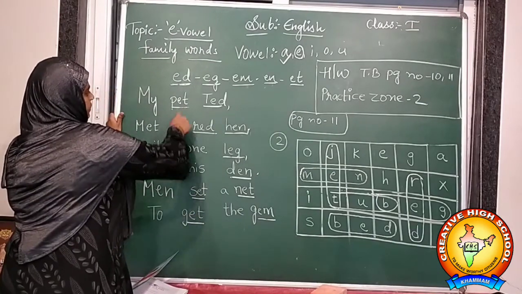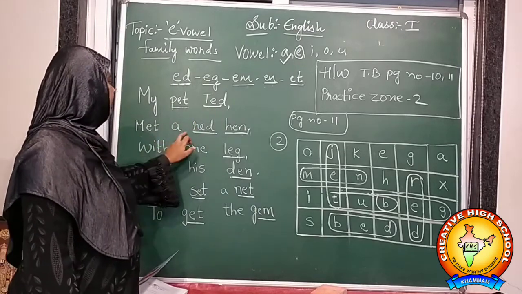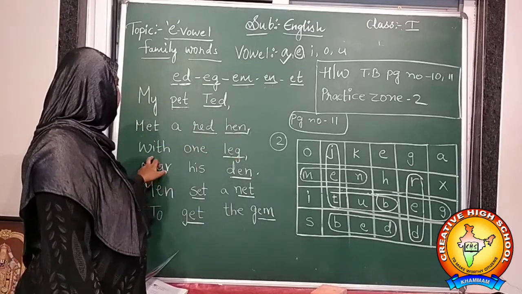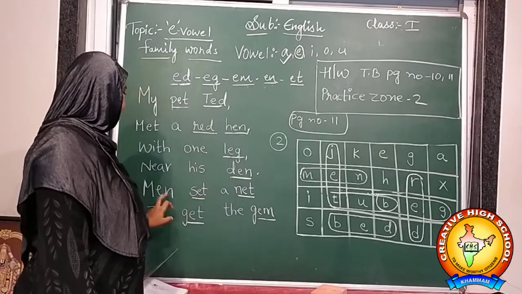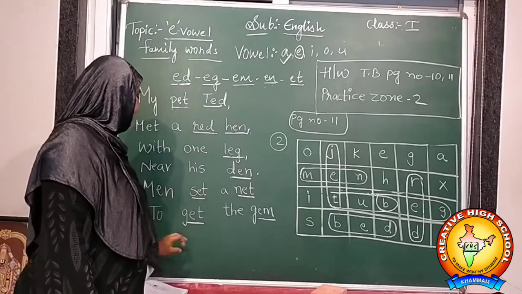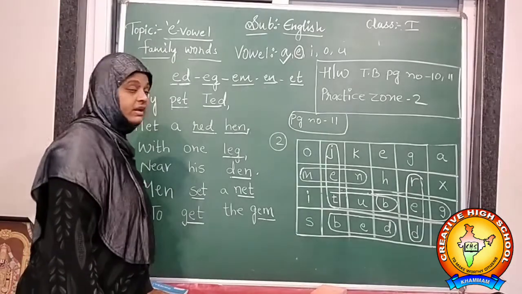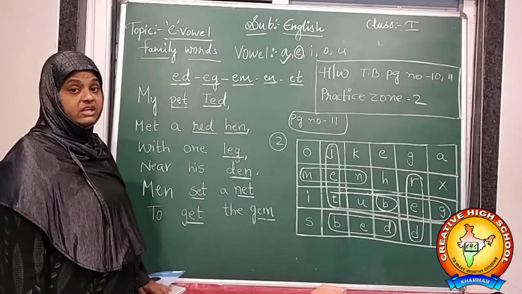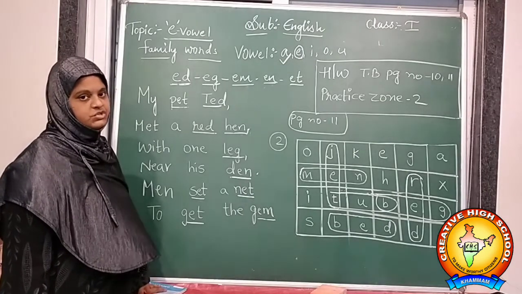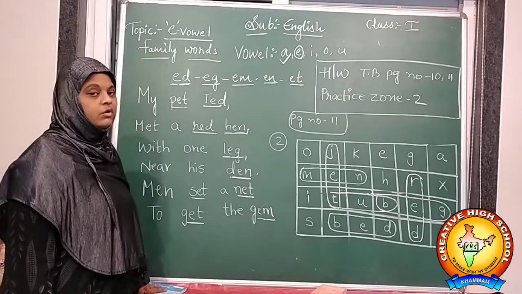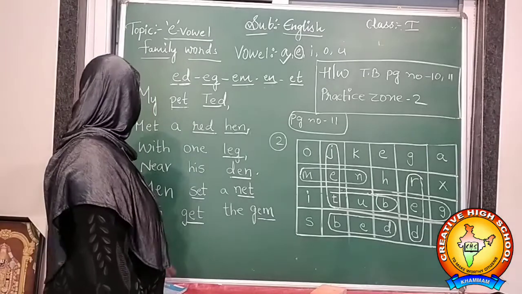My pet Ted met a red hen with one leg near his den. Men set a net to get the gem. So you have to read it properly. Everybody should know the spelling properly and read it properly. Understood, everybody? Whenever you are not getting how to read, you can read like this.